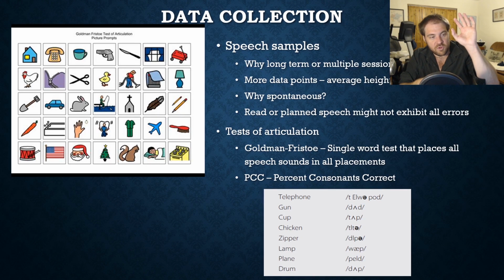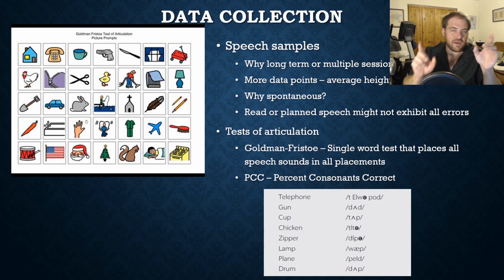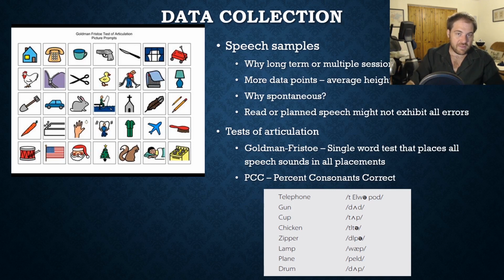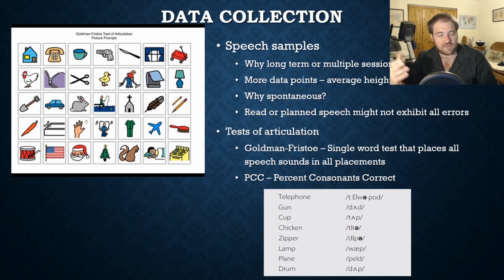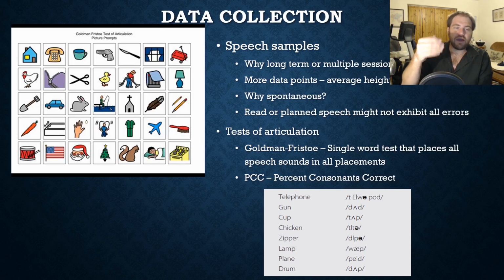And in the Goldman-Fristoe test, it's actually got all of these speech sounds in different placements. So up against all different consonants, up against all different vowels. So you can really get a good idea of when the speech sound isn't being produced correctly. Is it all the time? Is it only some of the time? Is it only in the middle of the word or the beginning of the word? So that'll help you figure out how you're going to treat your client.